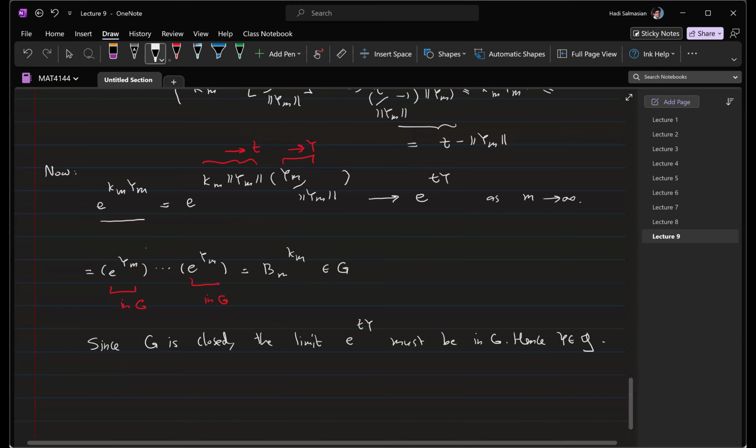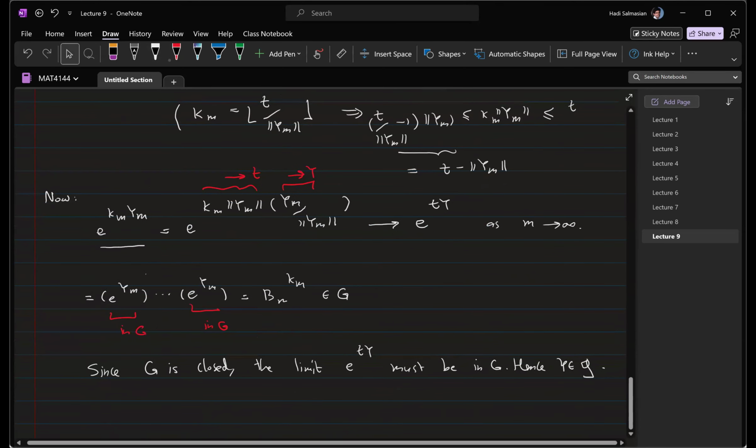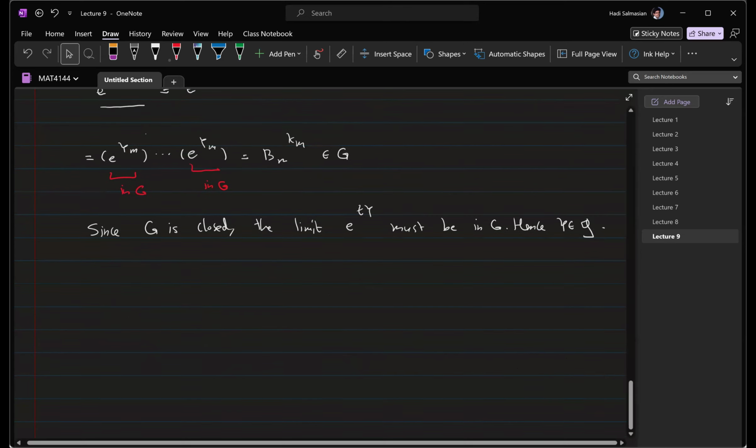So we proved this kind of technical lemma: a sequence, normalized, converging, and coming as logs of things that go to 1, will have a limit that's in the Lie algebra. Okay? So now let's go back to the proof of part 1.